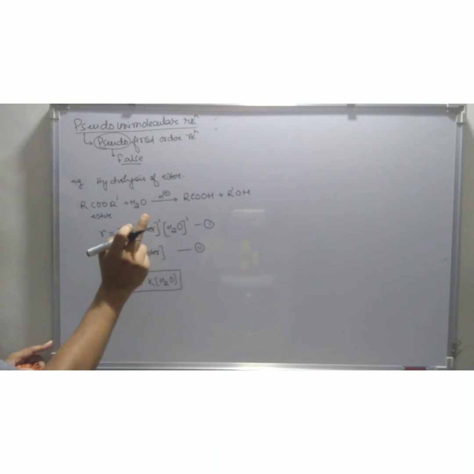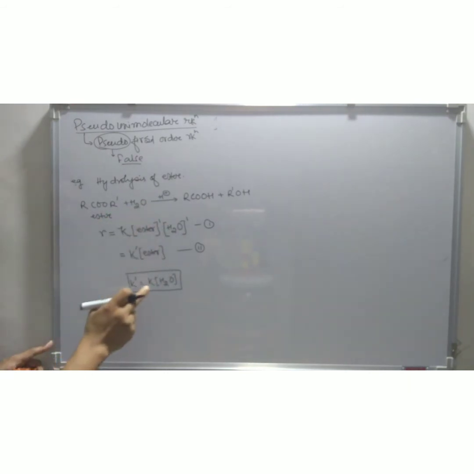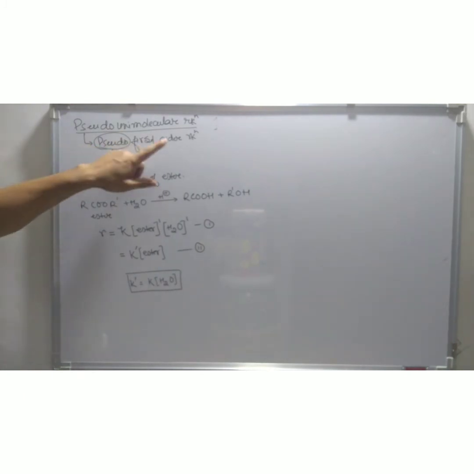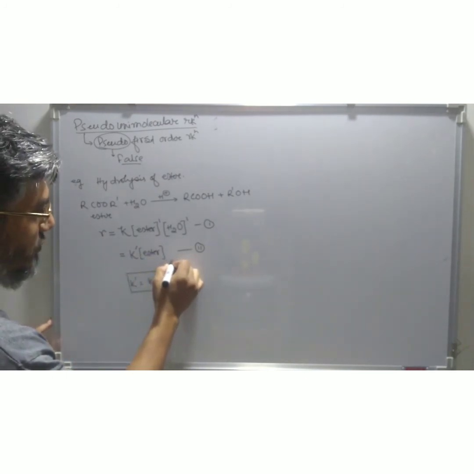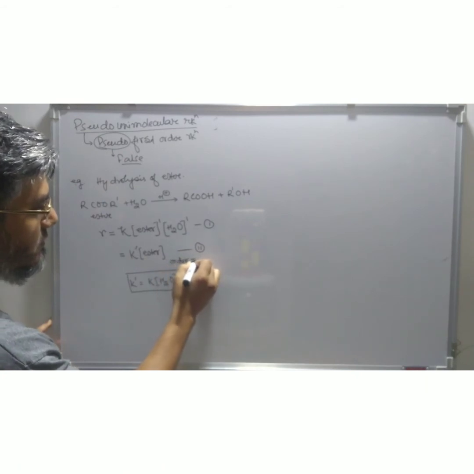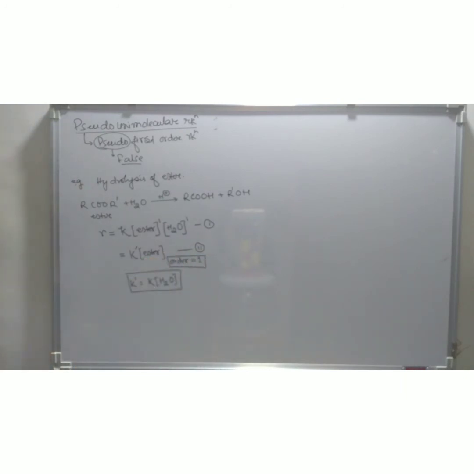So looking at this rate law, it seems that the reaction is first order, independent of the concentration of water. But in reality, the reaction depends on the concentration of water. The change due to the change in concentration of water is negligible, so we merge it with this constant K. So this equation is what we call pseudo first order. The reaction seems to be first order, but actually it is second order. So in this equation 2, the order of the reaction is 1. This type of reaction is what we call a pseudo first order reaction.